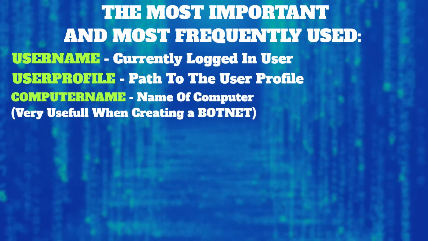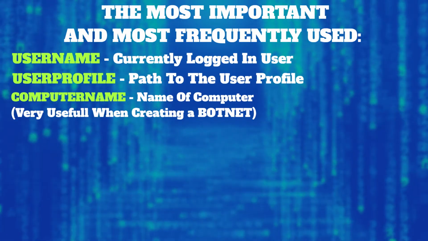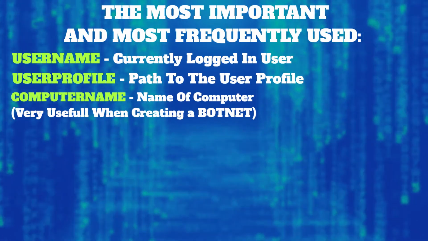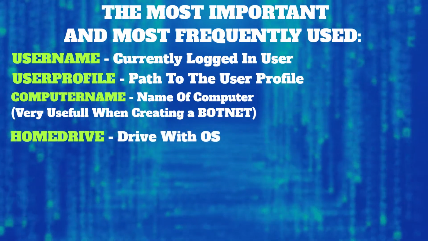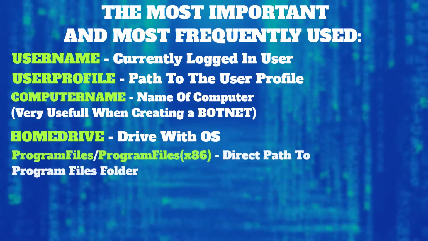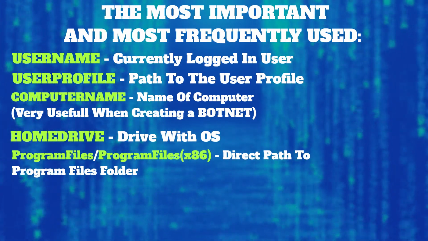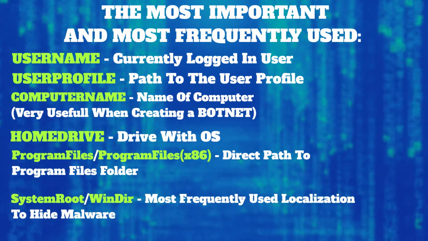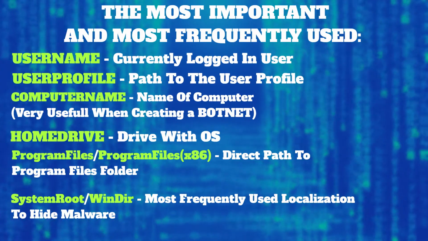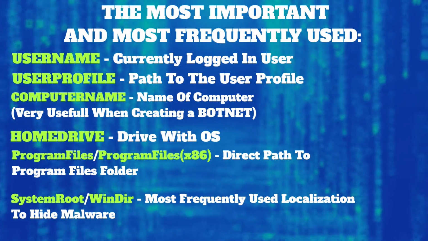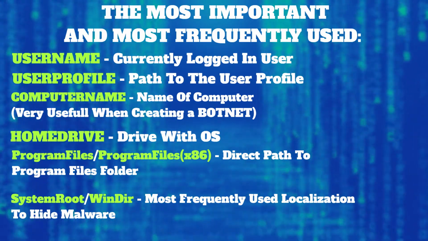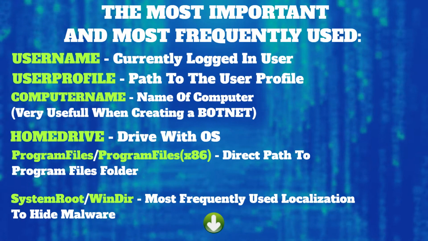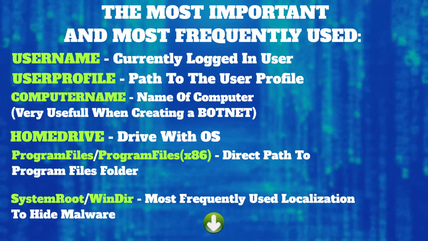Computer name, the name of the PC, very useful in creating a botnet. Home drive, the drive with the OS. Program files, the direct path to the program files folder. System root, WinDir, the most frequently used locations to hide malware. In the video description you will find more useful information about OS vars.